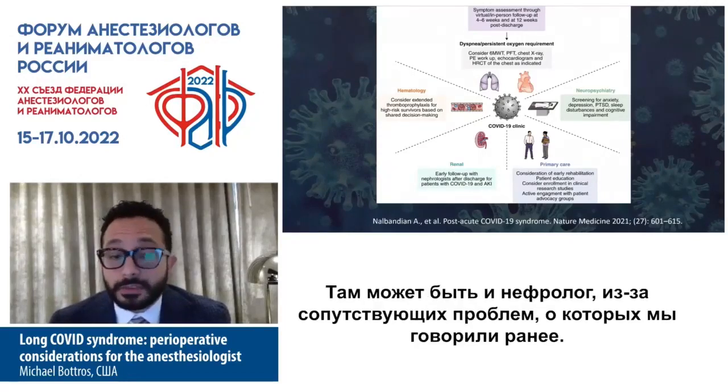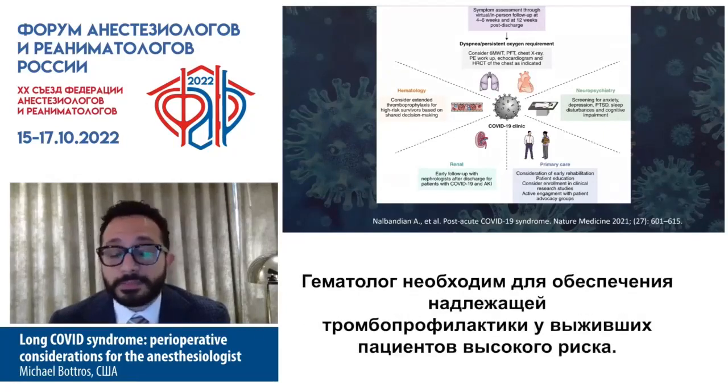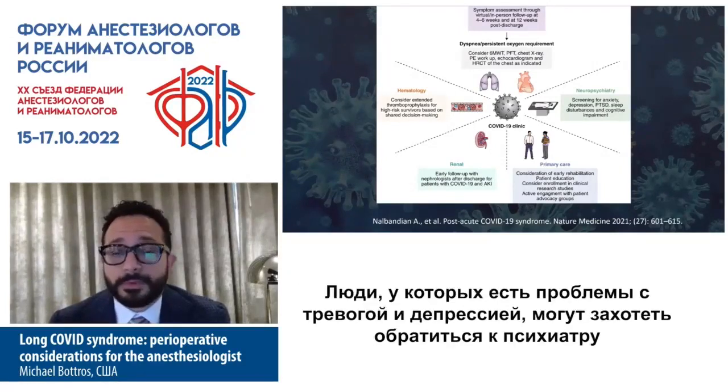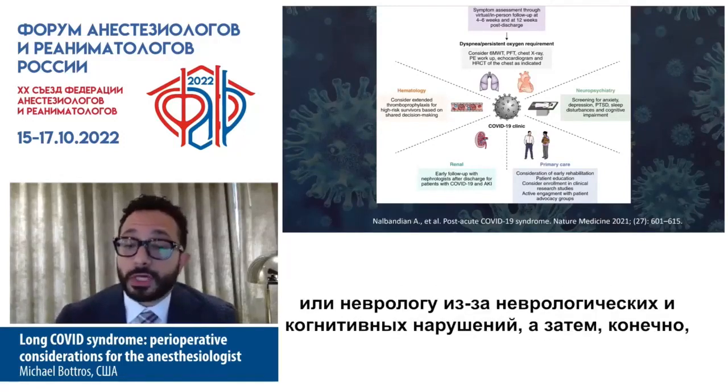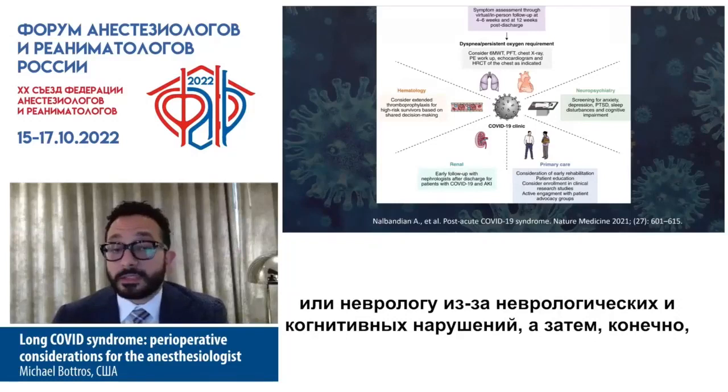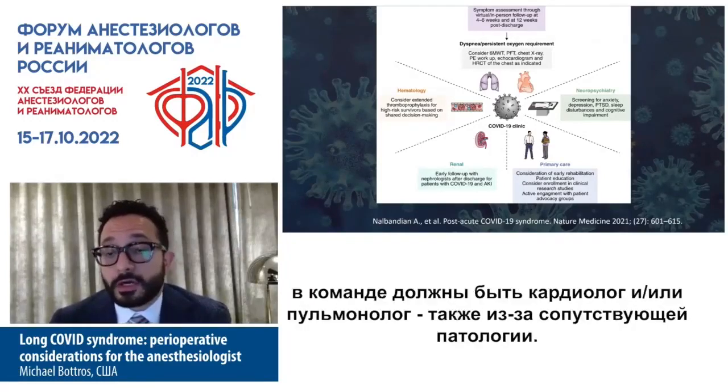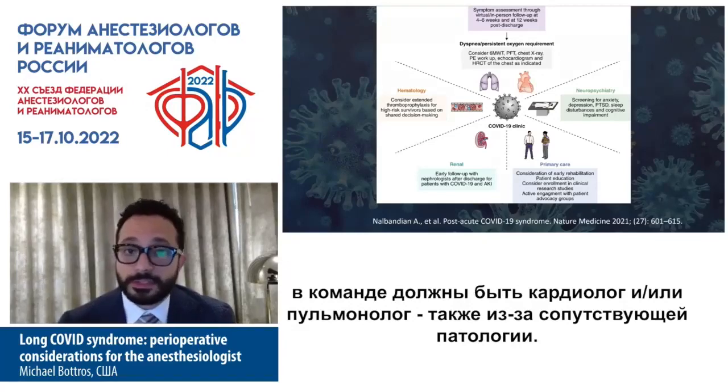There may be a renal physician because of the associated problems that we talked about. Hematology is needed to ensure appropriate thromboprophylaxis for high-risk survivors. People who have issues with anxiety and depression may want to see a psychiatrist or a neurologist because of the disturbances and cognitive impairment. And then, of course, cardiac or pulmonary physicians because of the associated symptomatology.